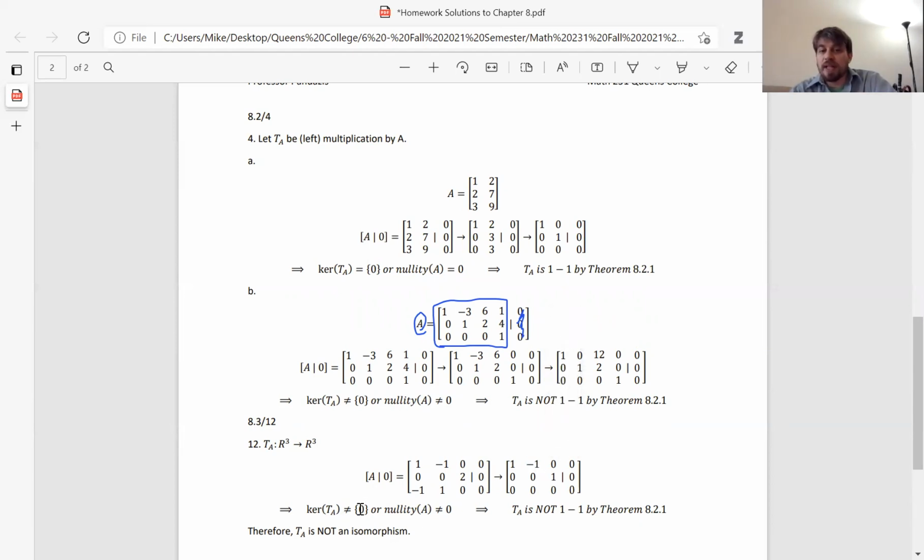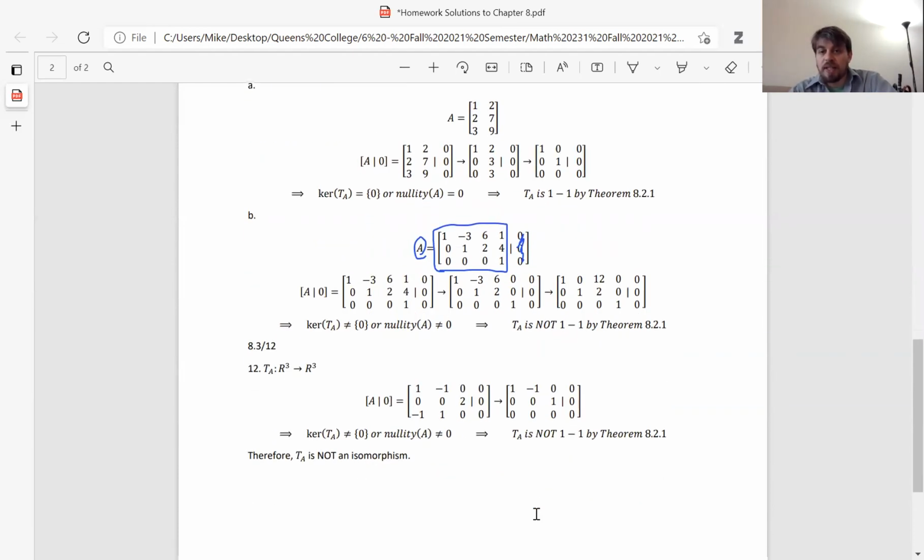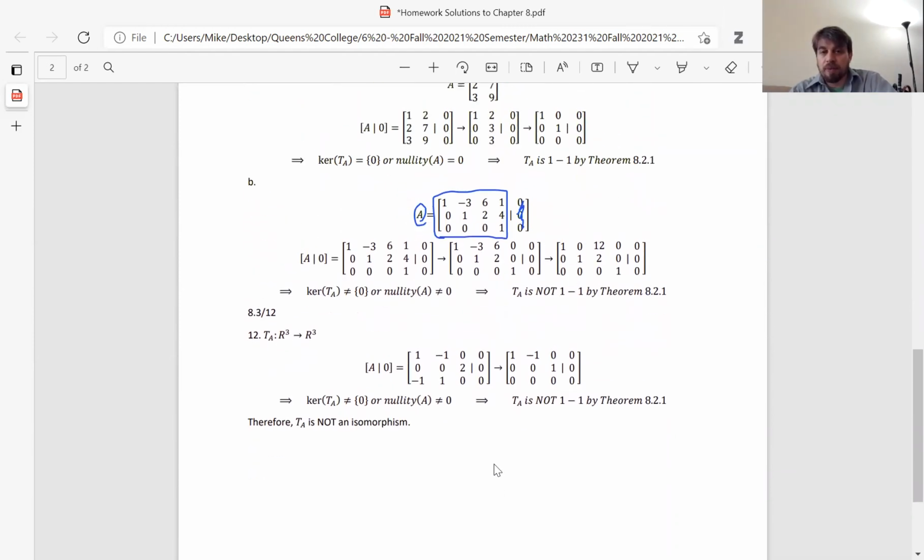And so the kernel of T sub A is not equal to the 0 set by theorem 8.2.1. That's equivalent to saying that T sub A is not 1-to-1. And so since we showed T sub A is not 1-to-1, that implies that T sub A is not an isomorphism. And that completes the proof of that problem also.